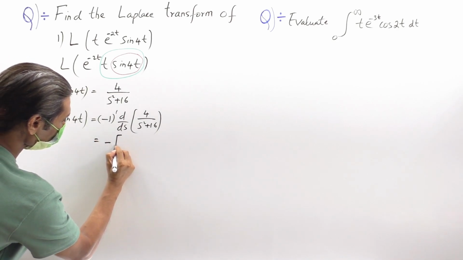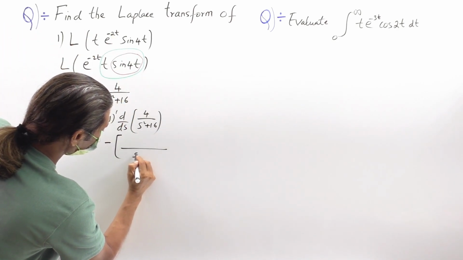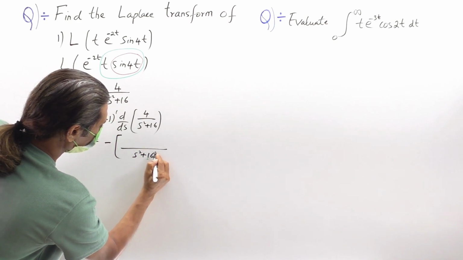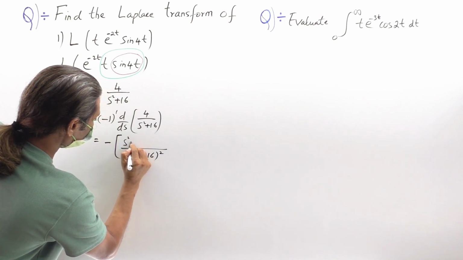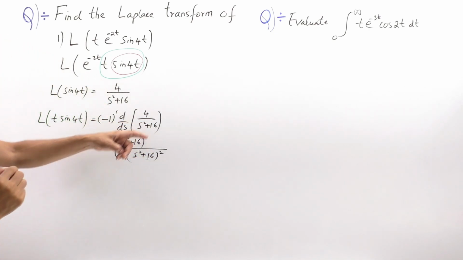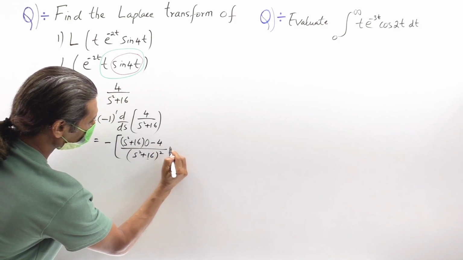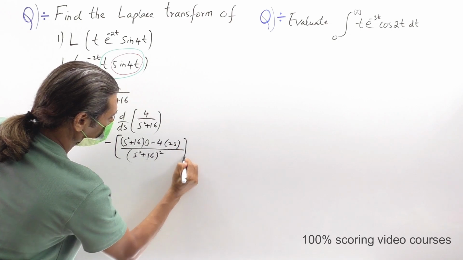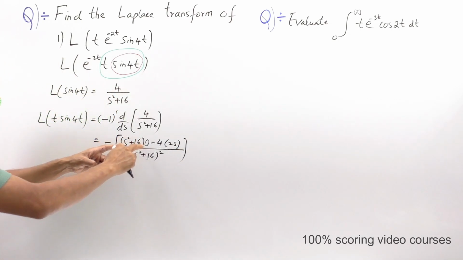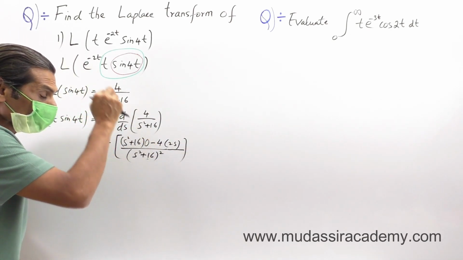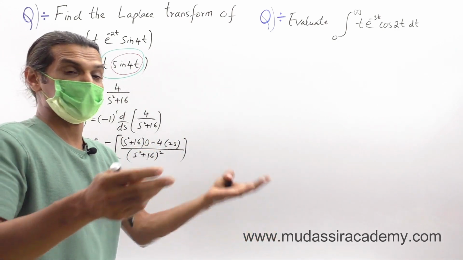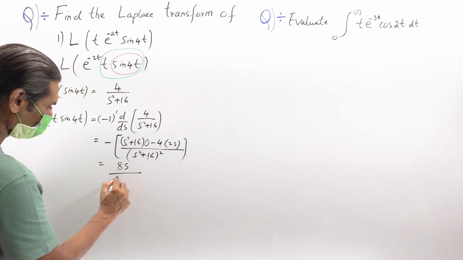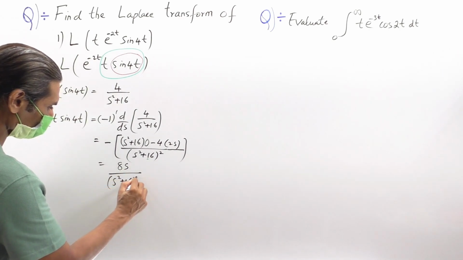So this will be now how much? Minus, differentiate this now, put a square bracket, quotient rule, denominator square, s square plus 16 the whole square, s square plus 16 as it is, differentiation of 4 is 0, minus 4 as it is, differentiation of s square plus 16 is 2s. That's it. Now s square plus 16 into 0, minus into minus plus, 4 into 2s is 8s. So minus into minus will be nothing but plus 8s divided by s square plus 16 the whole square.